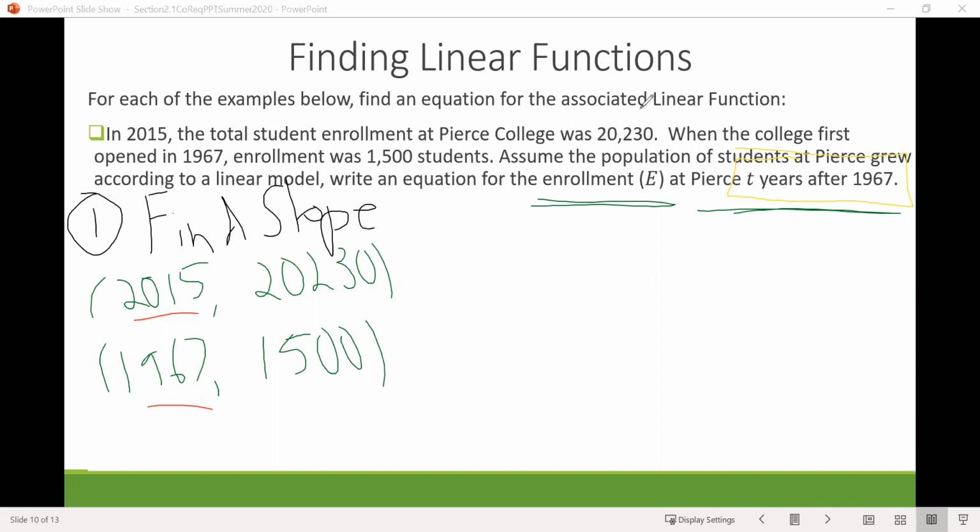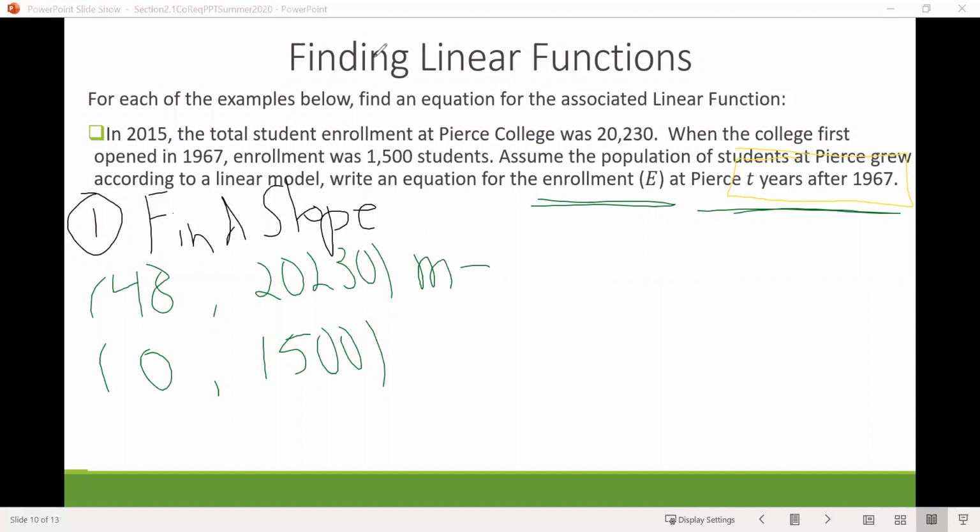According to my calculator, the answer there would be 48. And then 1967, how many years after 1967 is that? Well, it's the same year, so it would just be 0. Okay, so now we can find our slope.